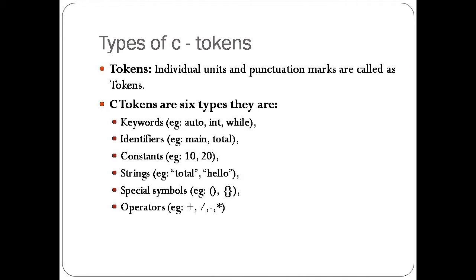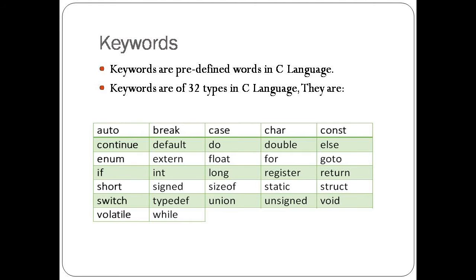Individual units and punctuation marks are called tokens. We have 6 types of tokens in C language. They are keywords, identifiers, constants, strings, special symbols, and operators. Keywords are predefined words in C language. We have 32 keywords in C language.